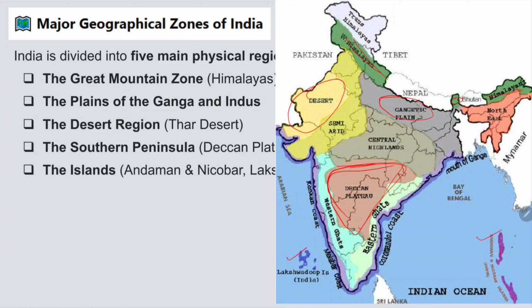Whenever you draw the India map, you should always draw Lakshadweep and Andaman and Nicobar also. Until and unless you draw these two, your map will not be complete. So this is the map and here is its location. I hope it is clear.